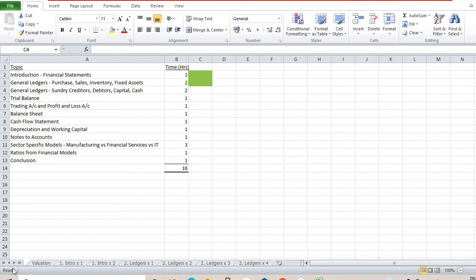Hello everyone. The next topic that we're going to be looking at today under the general ledger space is sundry creditors, debtors, capital and cash. So with respect to what we saw till now as a brief introduction, we saw what financial statements are, why they are used, why financial modeling is done and why financial modeling is important.